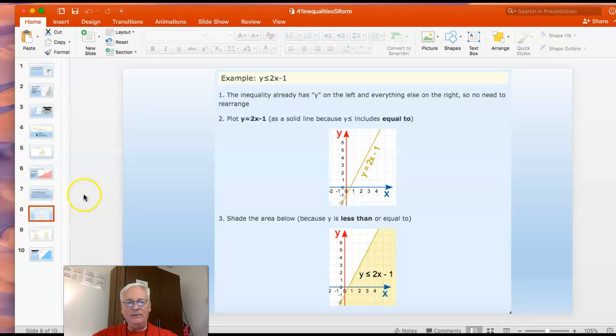Guys, as an example, here is an inequality: y less than or equal to 2x minus 1. The inequality already has the y on the left side, so you don't have to rearrange anything. Just plot the line y equals 2x minus 1. You can plot it as a solid line because we're saying y is less than or equal to. Then step 3, you shade below, because it's pointing toward the y. Y less than, pointing toward the y, shade below.